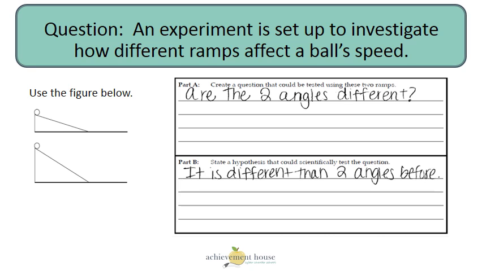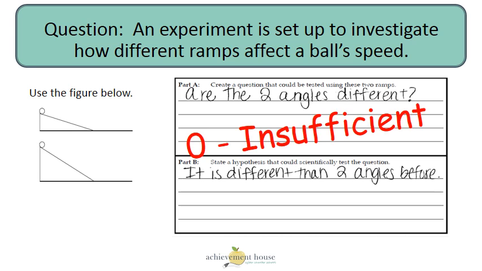So what do you think this student received? A 0, or 1, or a 2? If you said 0, you'd be correct. There's insufficient information in both of these parts to answer either part.